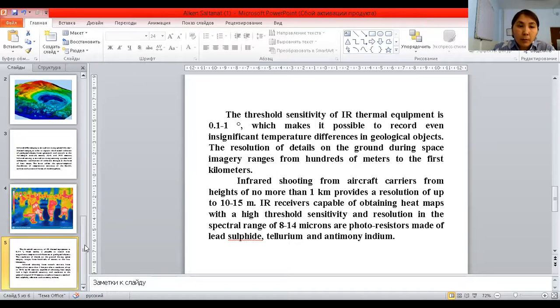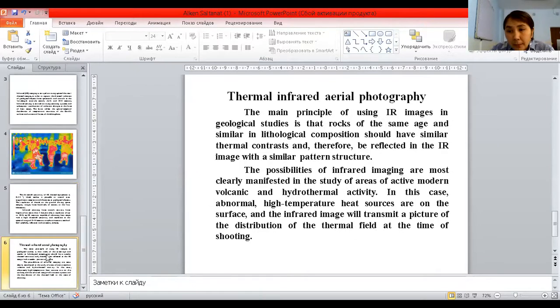Now we will read the main principle of this infrared aerial photography and its advantages and possibilities. The main principle of using infrared aerial photography is that rocks of the same age are similar, and they can be the same in their composition, and they should have similar thermal contrasts, and therefore be reflected in the infrared image with a similar pattern structure.